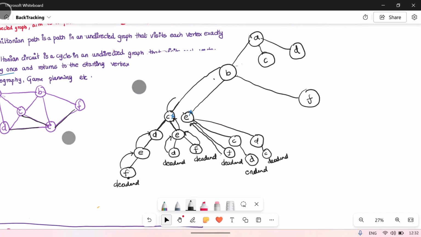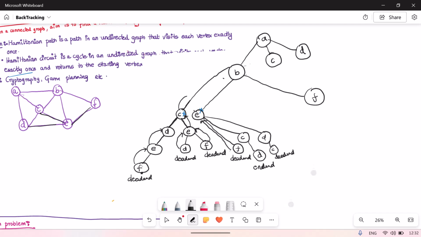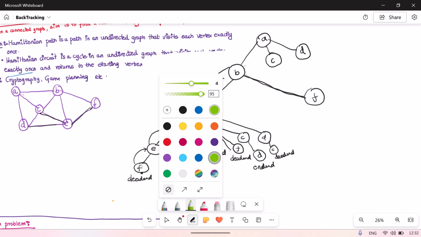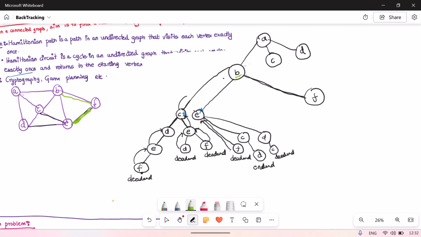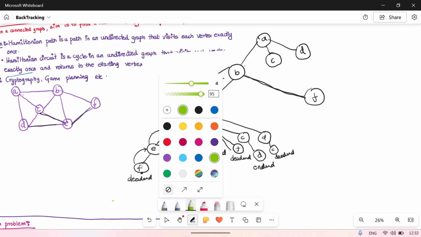Let us look at the solution now. B to F. From F I could go to E or B. B is already a part of the solution. So the only alternative that I have is E. So I'll take that path, E. From E, I'll erase everything and redraw only the required thing. So E.